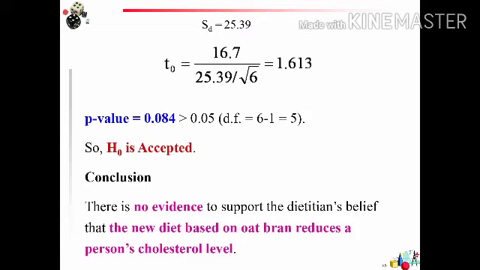What is the conclusion? There is no evidence to support the dietitian's belief that the new diet based on oat bran reduces a person's cholesterol level. That is, the new diet plan is not effective for reducing the cholesterol level.